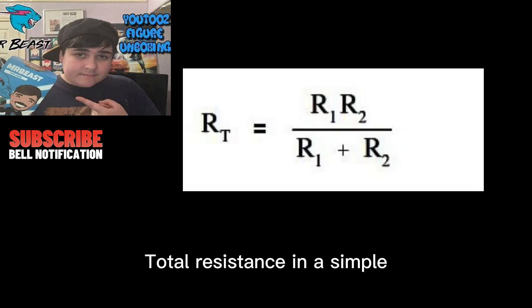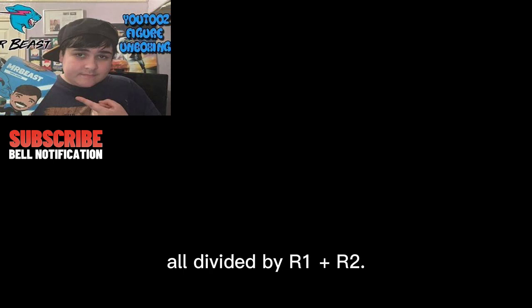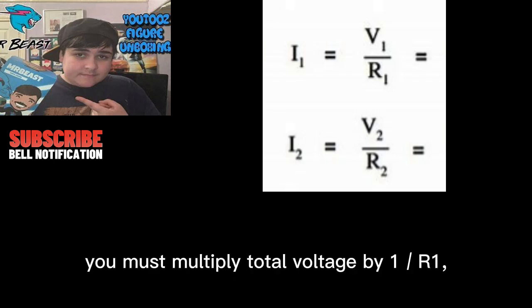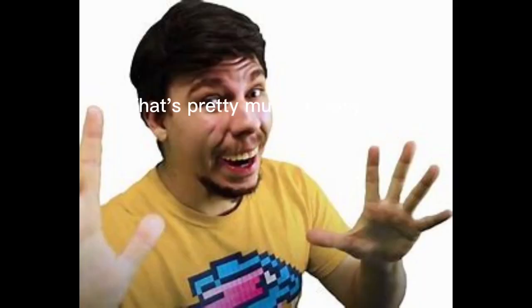Total resistance in a simple 2 electrical line circuit is R1 x R2, all divided by R1 + R2. Then finally, to find total current, you have to find each individual current for each electrical line. This means for I1, you must multiply total voltage by 1/R1. Same with I2, but instead with R2. Once each current value is found, all that's needed left is to add each value to find the total current. That's pretty much it. Easy.